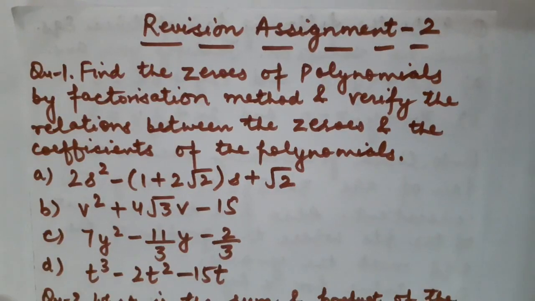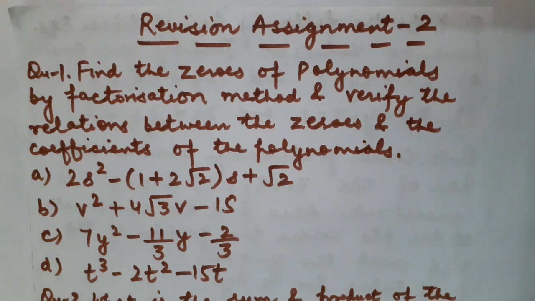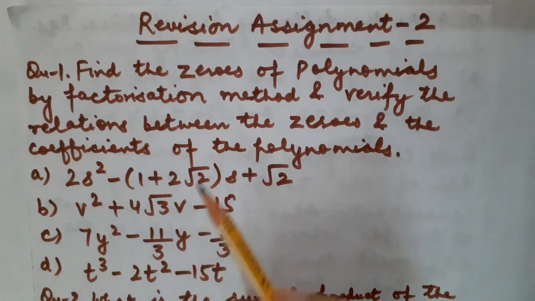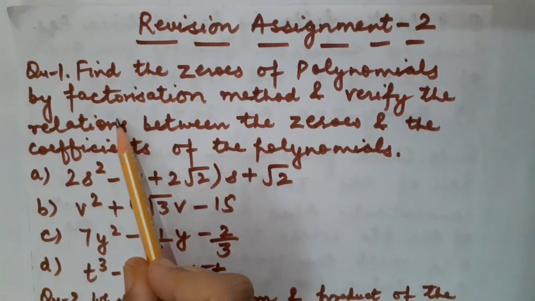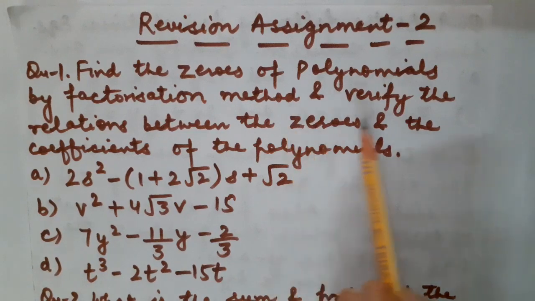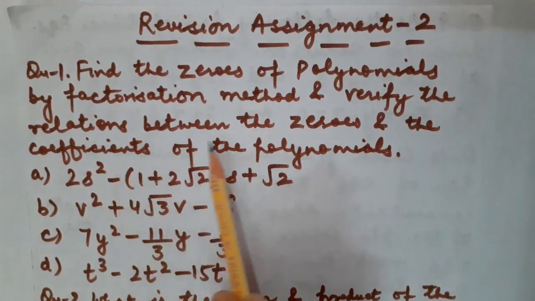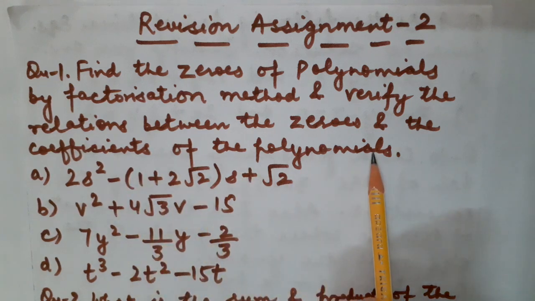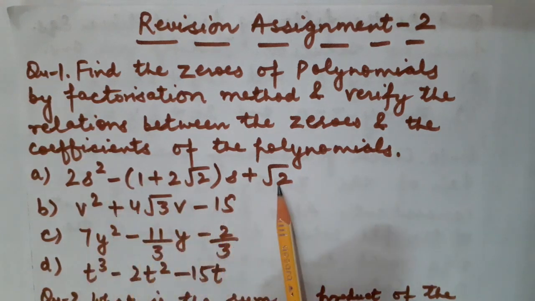Children, here you can see that in question number 1, there are 4 parts. What we have to do in these 4 questions: we will have to calculate the zeros of the polynomial by factorization method, and then we will have to verify the relation between the zeros and the coefficient of the polynomial. And this is part number 1. So let us have a look at its solution.